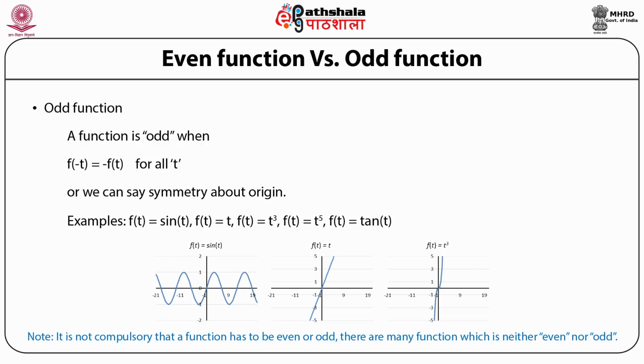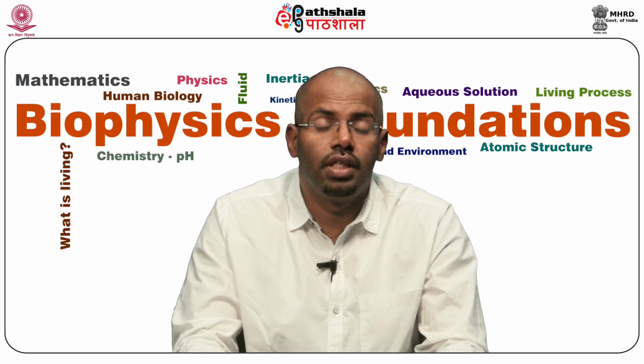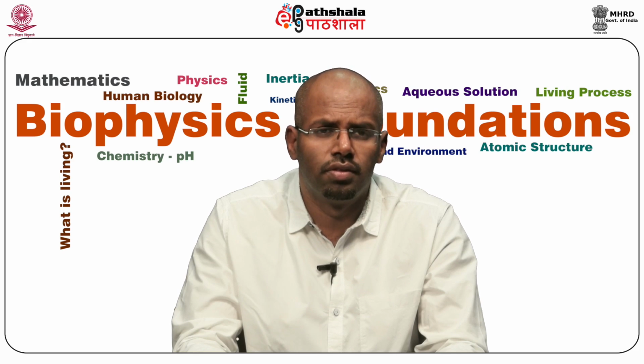So sine t is a good example. If you change the time t to minus t, the value of sine will also become minus. Same thing with t cubed. So all the odd powers will always be odd functions. Even functions versus odd functions. Properties of even and odd functions.